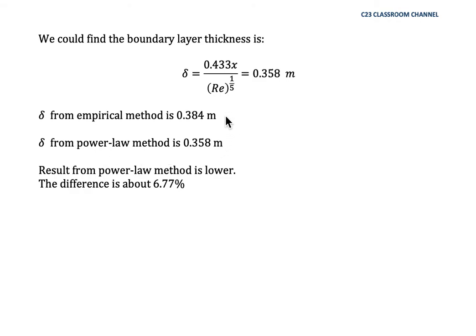So we have a little bit of difference here. If we calculate the percentage, it is around 6.77%. It shows that the power law method gives a little bit lower value of boundary layer thickness.